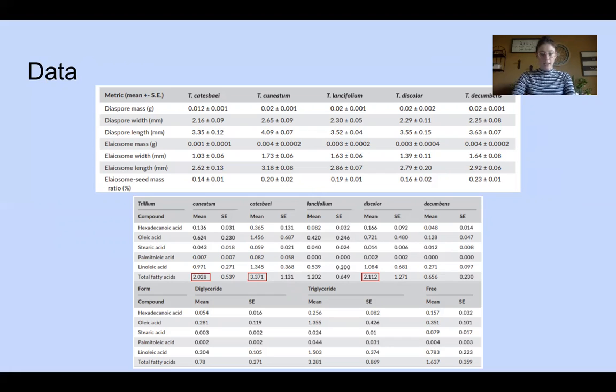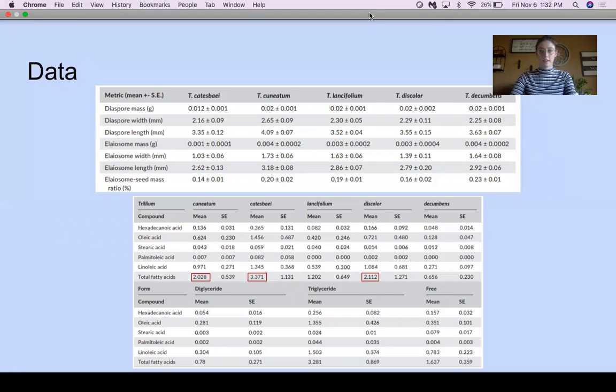You can see in the red boxes that the more attractive species of trillium contained higher fatty acid concentrations, and then overall triglycerides were the most apparent in their study.